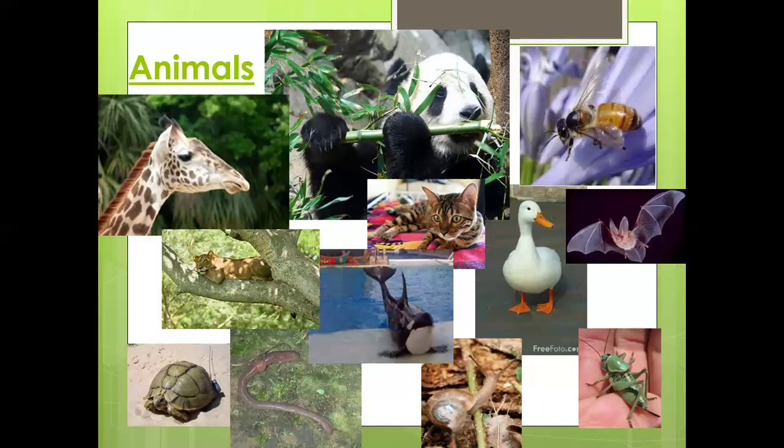Under this, we can actually divide them into 2 groups. You can either have vertebrates and invertebrates. The vertebrates are animals that have backbones, and invertebrates are those animals that do not have backbones. So we shall see that in a while.